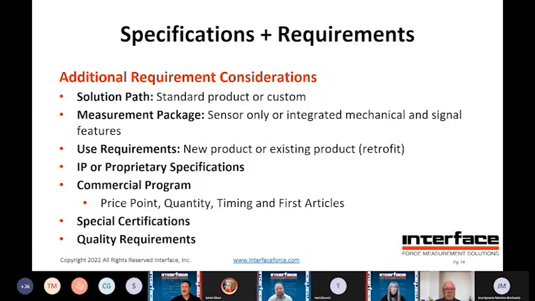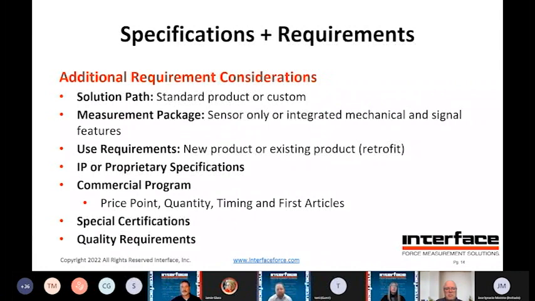Use requirements: is this going to be, again, a new product design, or is this an existing retrofit where we may introduce some design constraints? Typically, it's on the physical side, but also IP proprietary specifications. We certainly can work around those or manage those through the process.